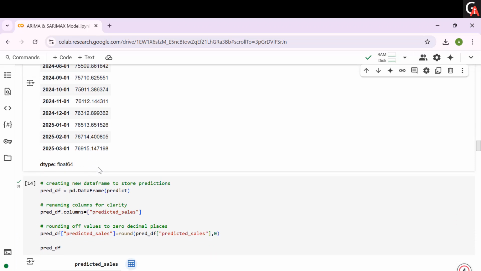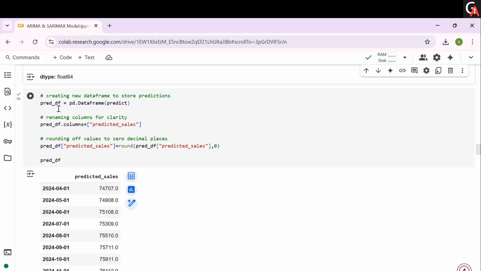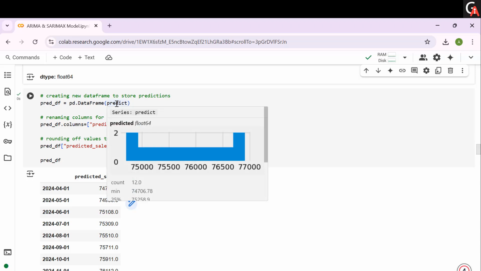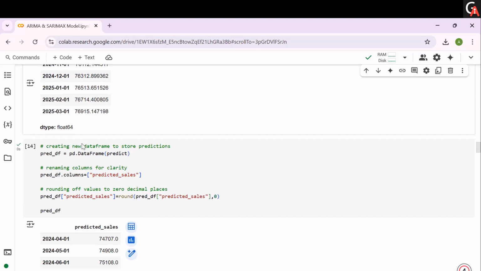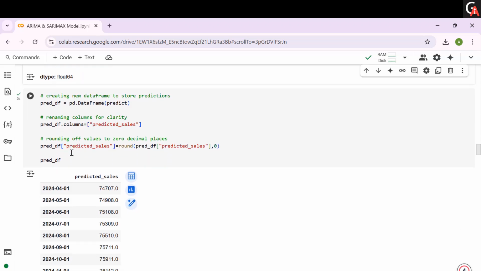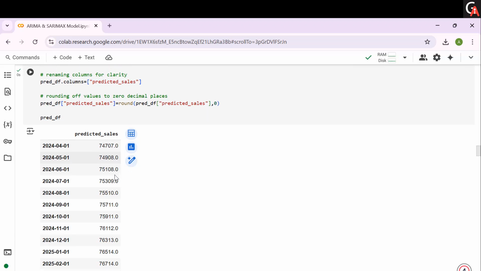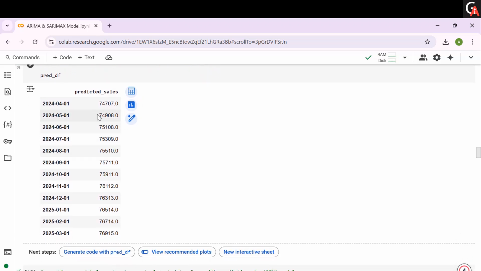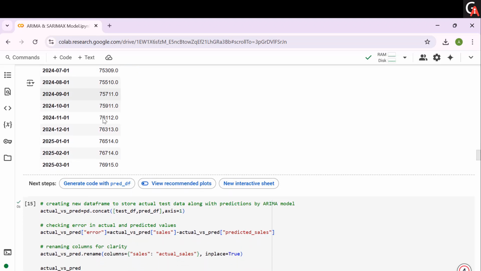Now let's try to see this in a data frame. So I have created a new data frame called preddf. Inside that I have stored this predict series, because it is a series. Now I have converted it into a data frame, and I have rounded these decimal places to 0, so that we can have a closer look at the actual sales values that are predicted by our ARIMA model.